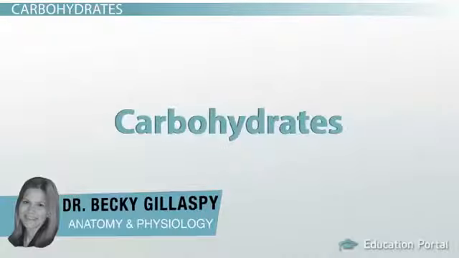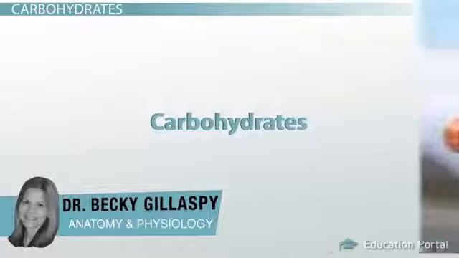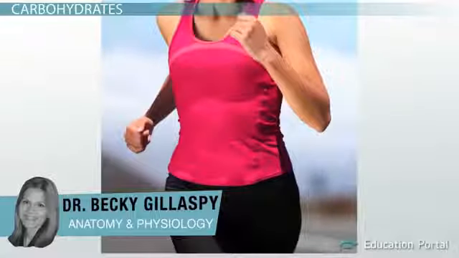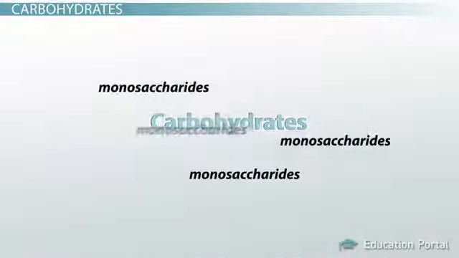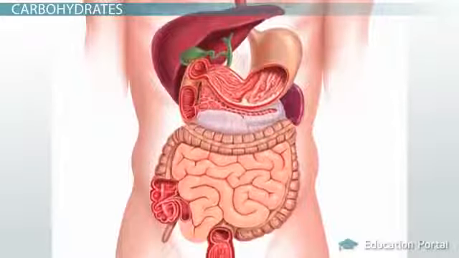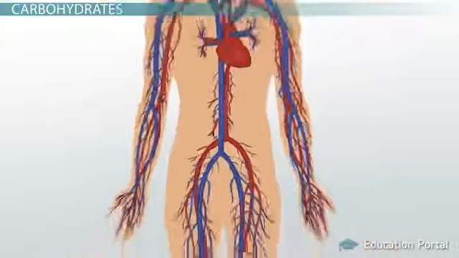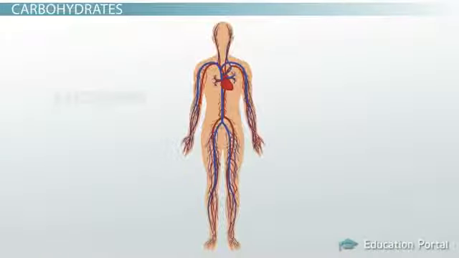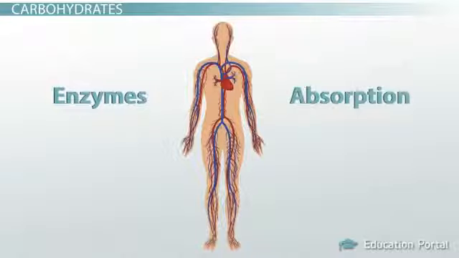Carbohydrates are nutrients that provide your body with energy. But before carbohydrates can fuel your morning run, they must be broken down into their basic units called monosaccharides and absorbed out of your digestive tract and into your bloodstream. In this lesson, you will learn about the enzymes that break down carbohydrates and how this important nutrient is absorbed.